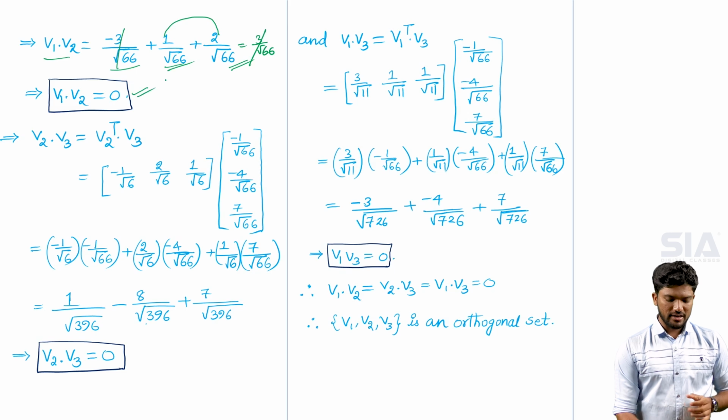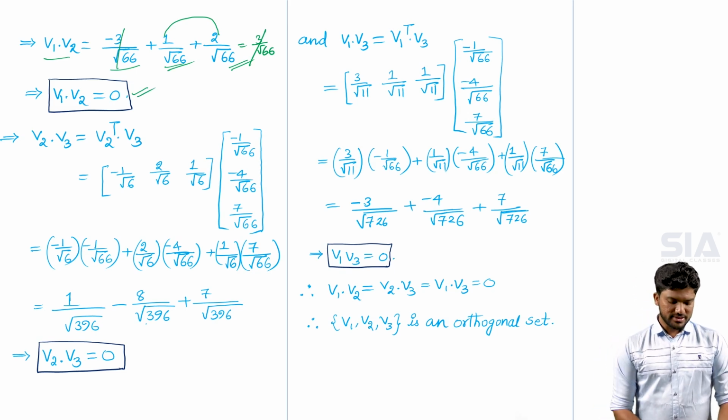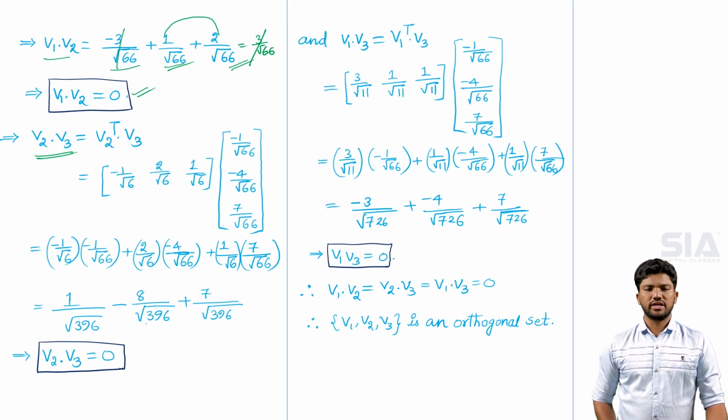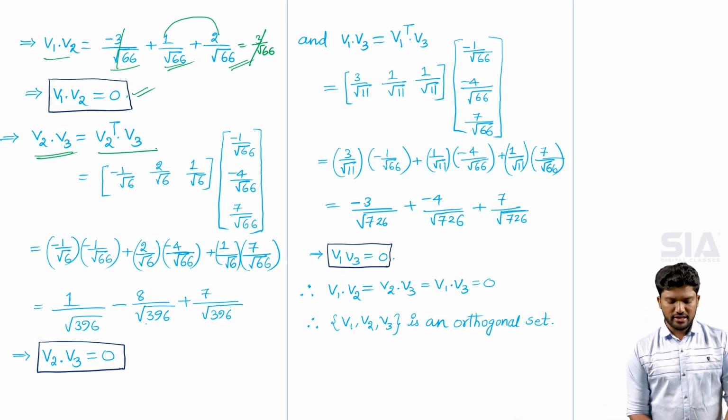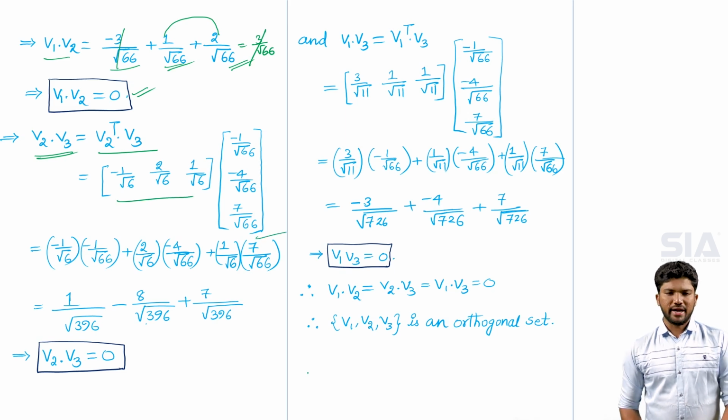Then that right-hand side value is equal to 0. The first product of two vectors is equal to 0. Similarly, for the second product v2 into v3, we can write the inner product as v2 transpose into v3, so a row matrix times a column matrix.